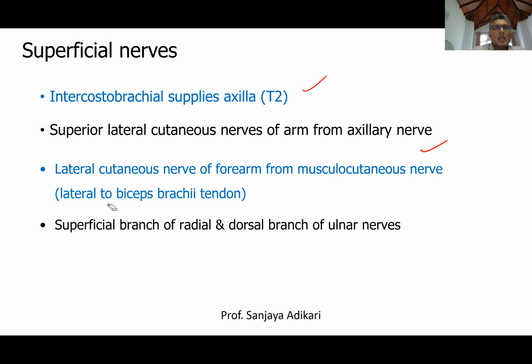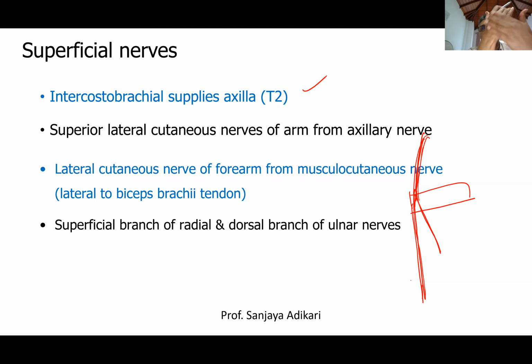Now the superficial branch of the radial, if this is your elbow joint area, the radial nerve comes from behind, through the radial groove, and comes to the anterior side here and divides into a superficial and a deep branch. The superficial branch of the radial nerve supplies the skin over the dorsum of the hand. The skin on the lateral side of the forearm is supplied by the lateral cutaneous nerve, which is a branch of the musculocutaneous nerve. So here it is, the superficial branch of the radial nerve.